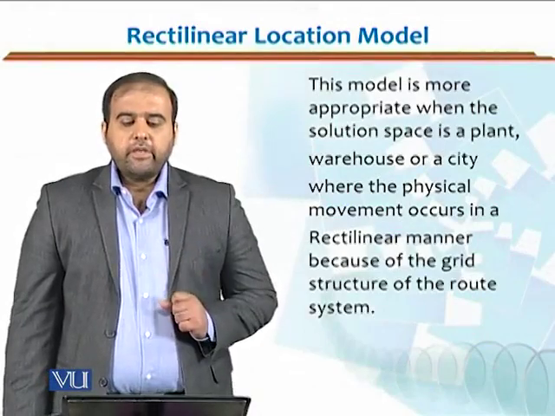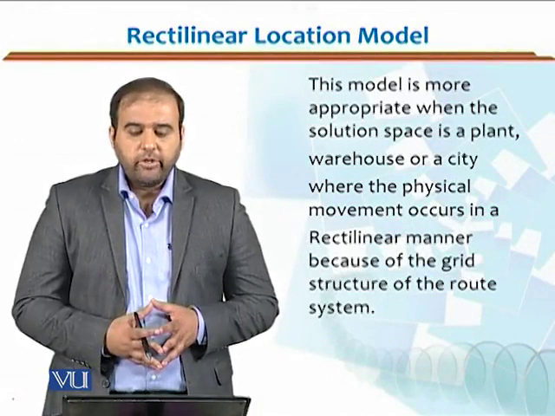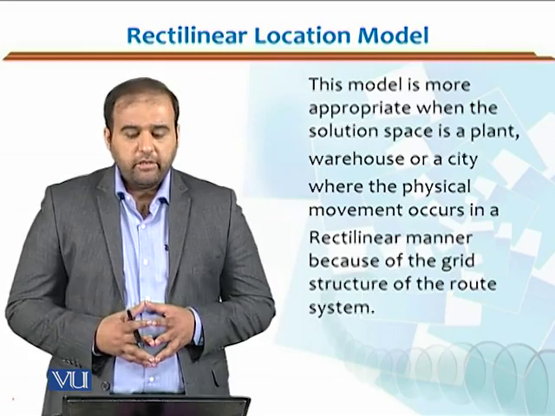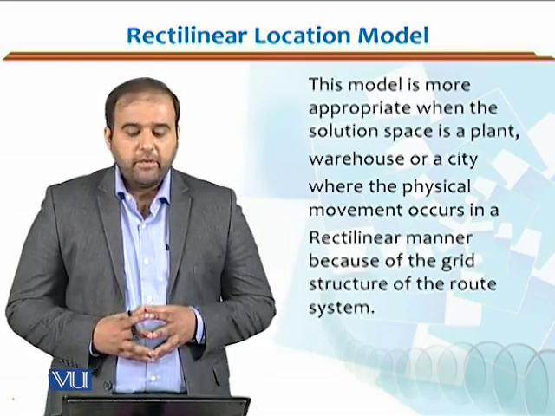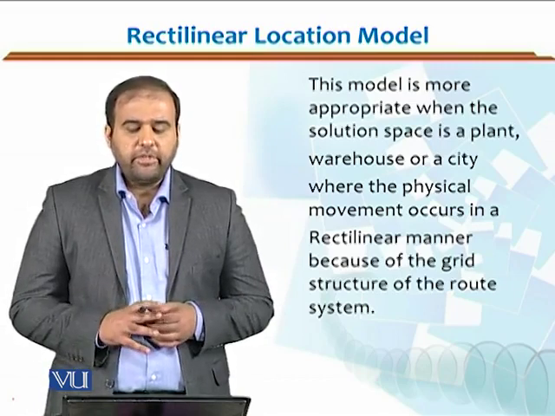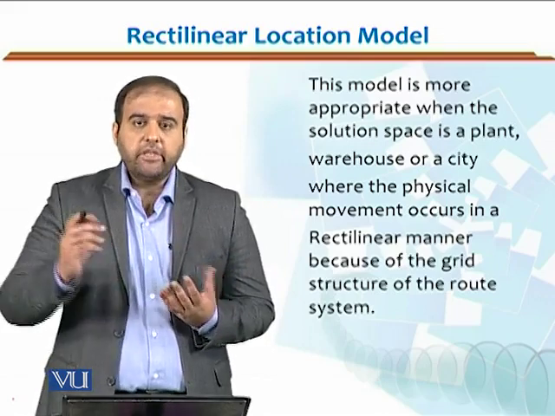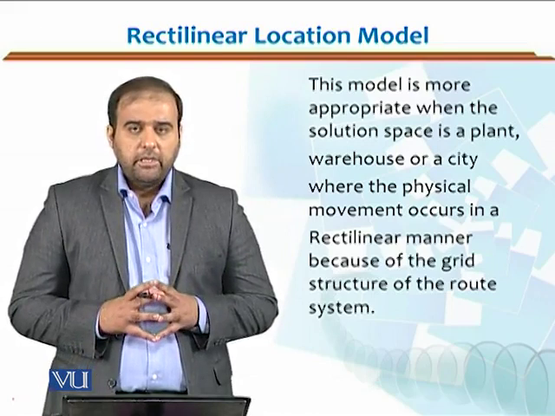Students, now let us look at a rectilinear location model. This model is more appropriate when the solution space is a plant, warehouse, or a city where the physical movement occurs in a rectilinear manner because of the grid structure of the route system. It cannot be linear, it could be rectilinear in nature. So that is why this is one of the simplest models.